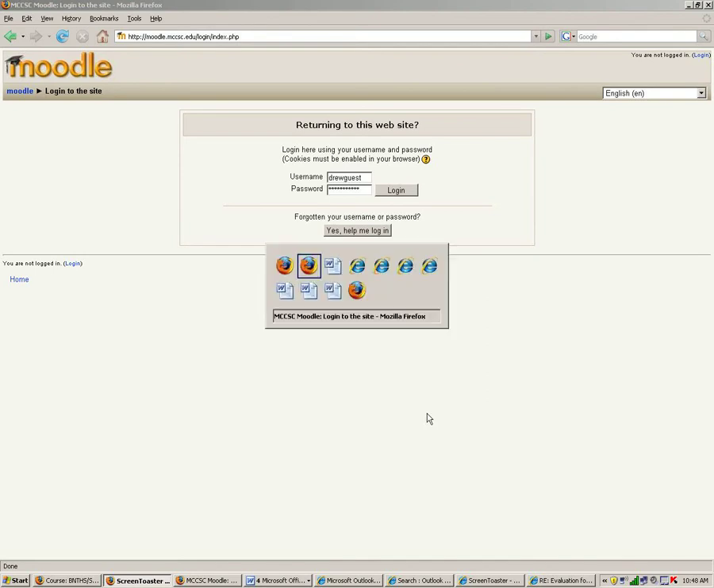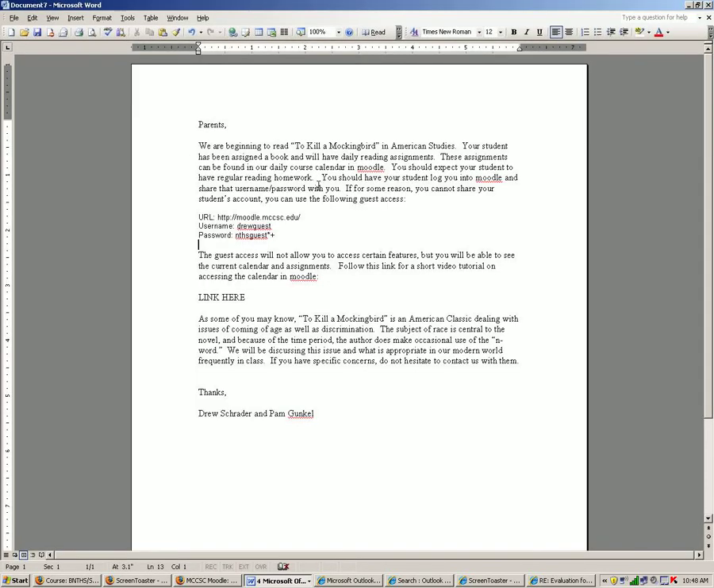If you're reading this, you likely got this letter explaining our To Kill a Mockingbird assignment and also getting the login information for Moodle. The address for Moodle, again, is moodle.mccsc.edu. Note that there's no www. The way it's set up, if you put in the www, it won't work.